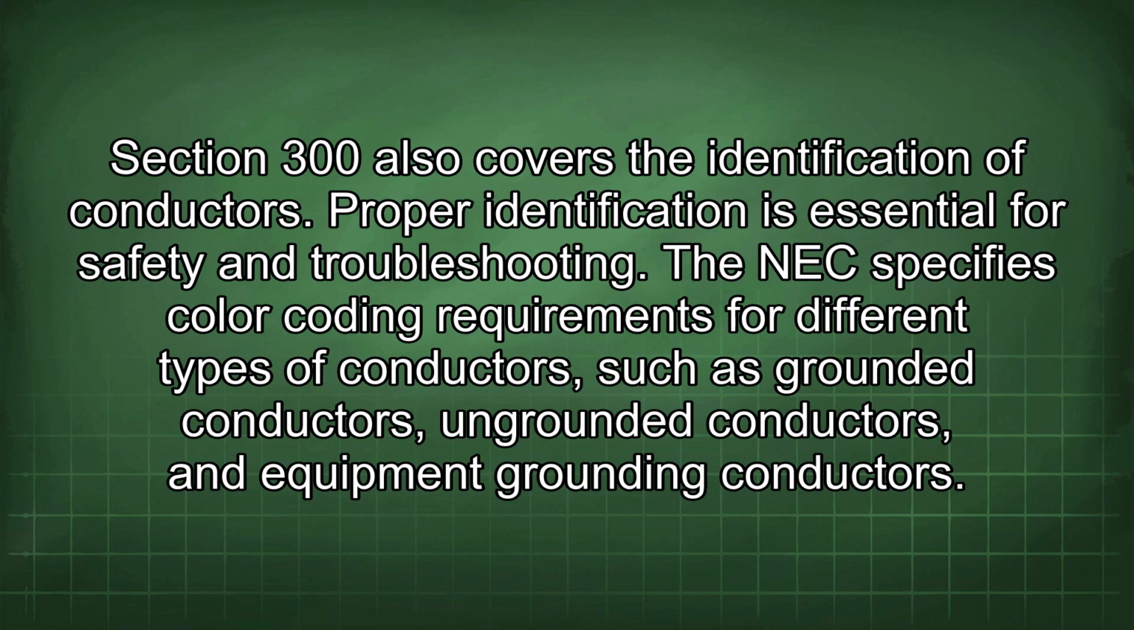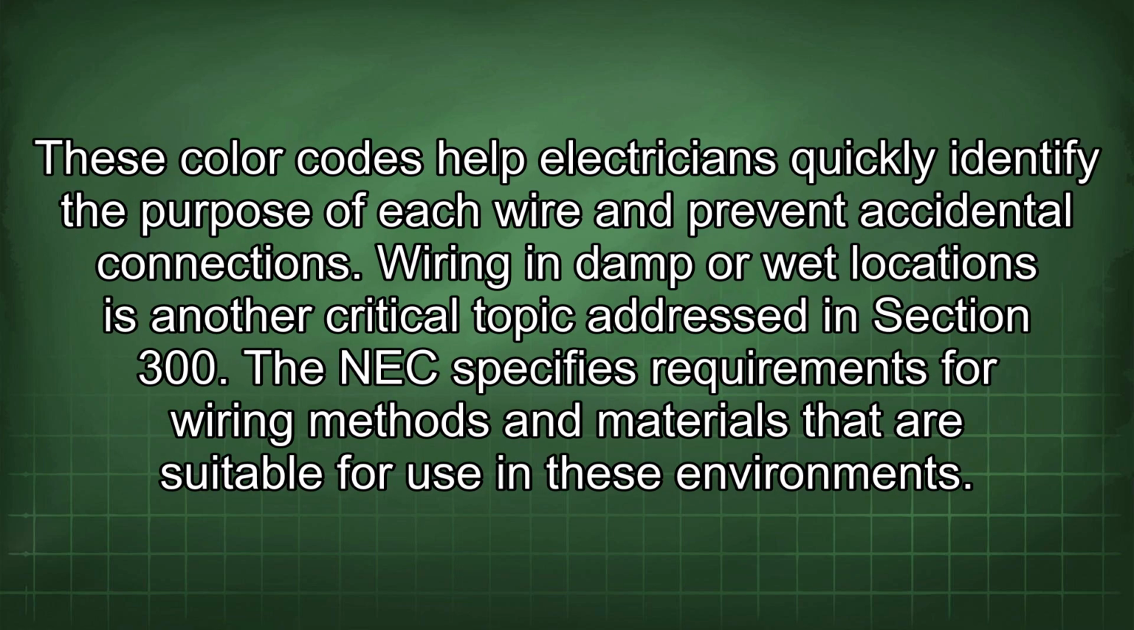Section 300 also covers the identification of conductors. Proper identification is essential for safety and troubleshooting. The NEC specifies color coding requirements for different types of conductors, such as grounded conductors, ungrounded conductors, and equipment grounding conductors. These color codes help electricians quickly identify the purpose of each wire and prevent accidental connections.